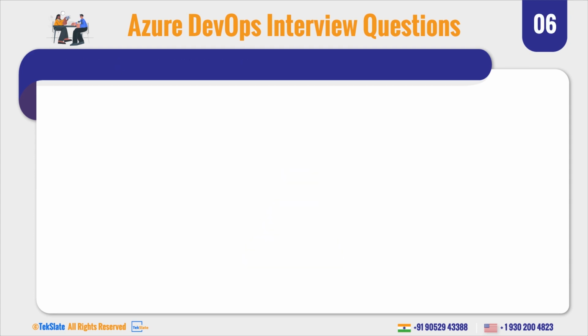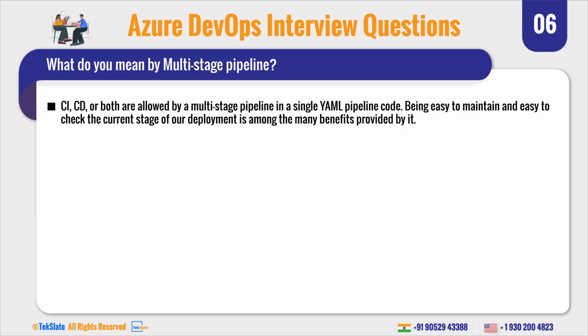The next question is, what do you mean by a multi-stage pipeline? CI, CD, or both are allowed by a multi-stage pipeline in a single YAML pipeline code. Being easy to maintain and easy to check the current stage of our deployment are among the many benefits provided by a multi-stage pipeline.